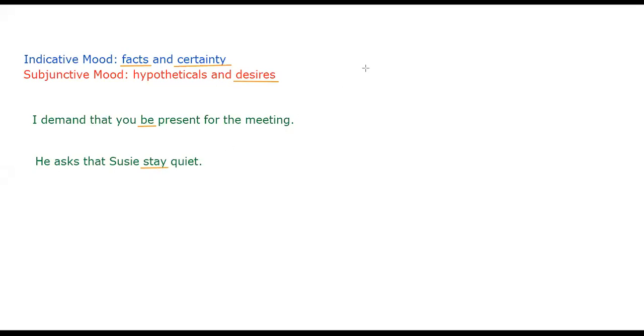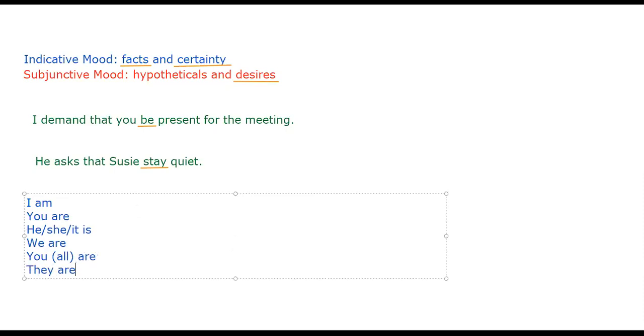And I know some people are going to be wondering, why is it be and not are? Or why is it stay and not stays? Well, the indicative and the subjunctive are conjugated differently. So let me go ahead and type the conjugations out. Let's start with the verb be, right? For the indicative mood, we have I am, you are, he, she, it is, we are, you all are, and they are.